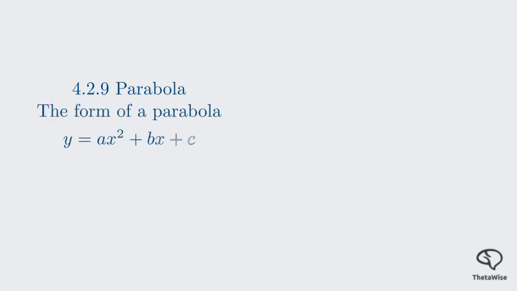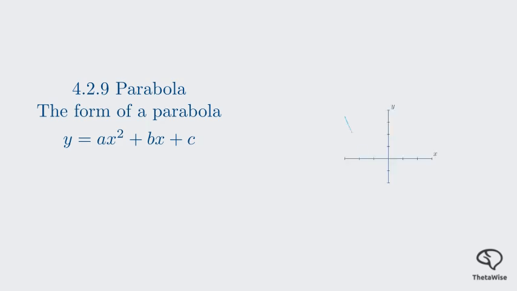Let's start with the basics. What is a parabola? In the language of mathematics, a parabola is defined by a specific equation. The general form of the graph of a parabola is y equals ax squared plus bx plus c. This form, y equals ax squared plus bx plus c, is crucial, so take a moment to commit it to memory. This equation creates a characteristic U-shaped curve. This curve can open either upwards or downwards, depending on the value of a.